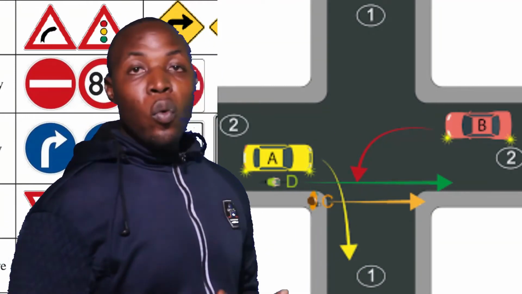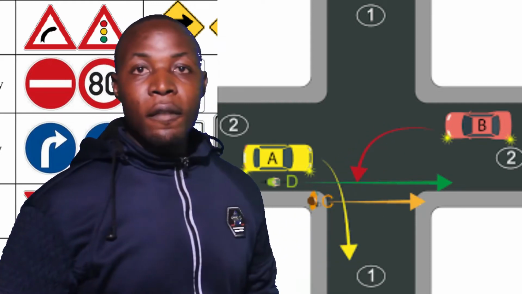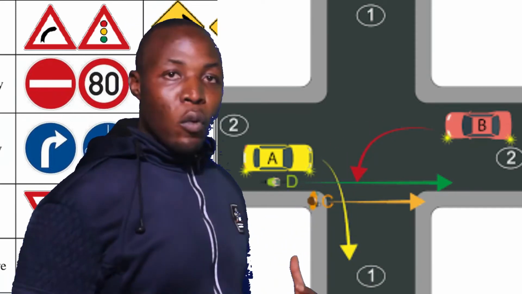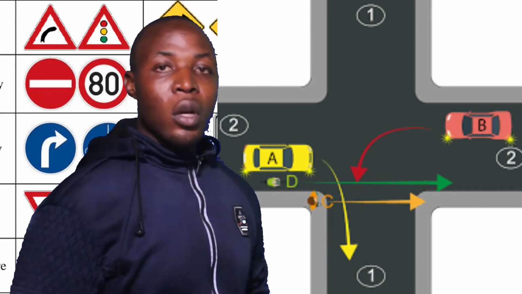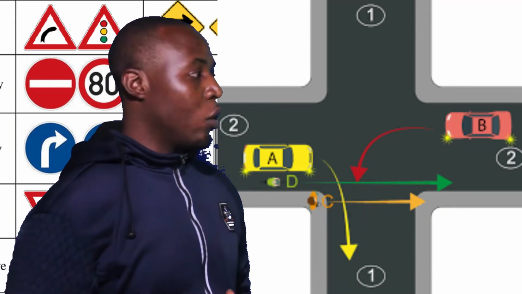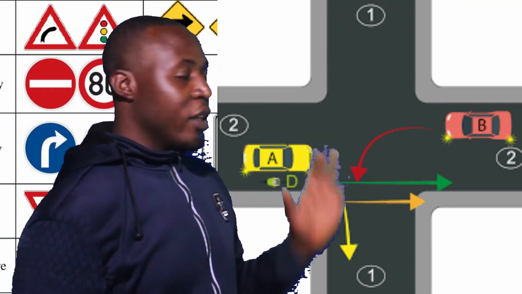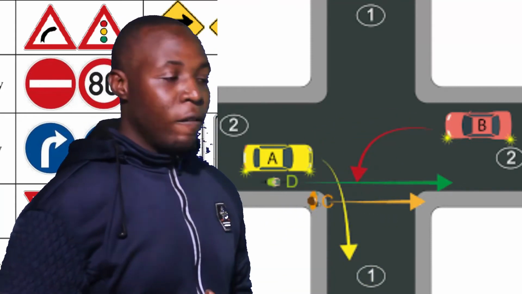Here we have two vehicles. We have the yellow vehicle and we have the red vehicle. Both of them want to move towards one direction. So in this situation, who has the right of way to pass first, and who must wait for the other person?